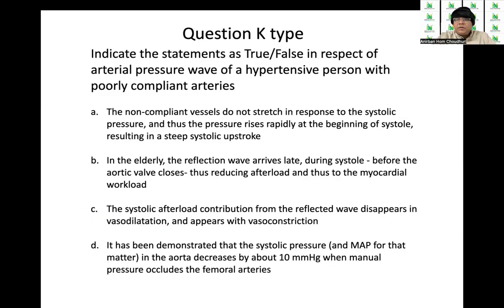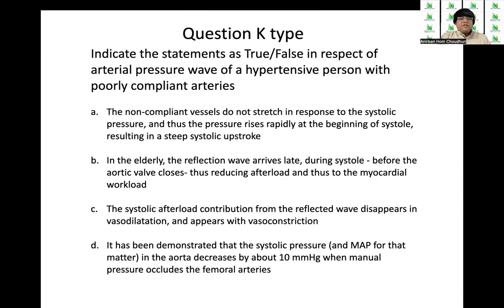So one common, not common, but one K-type question which can be asked in the exams is to indicate the statements as true or false in respect of the arterial pressure wave of a hypertensive person with poorly compliant arteries, the thing that you just saw three slides back, and you can easily work out from the options. A, the non-compliant vessels do not stretch in response to systolic pressure, and thus the pressure rises rapidly at the beginning of the systole, resulting in a steep systolic upstroke.